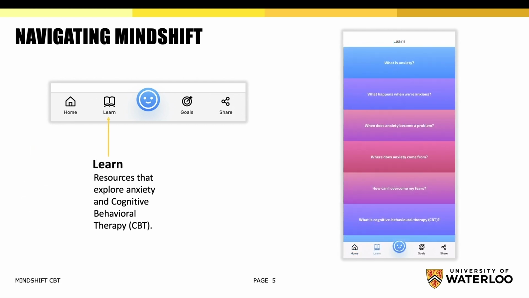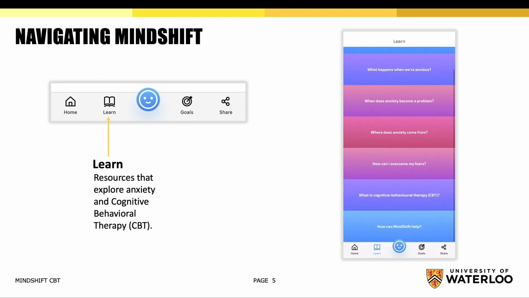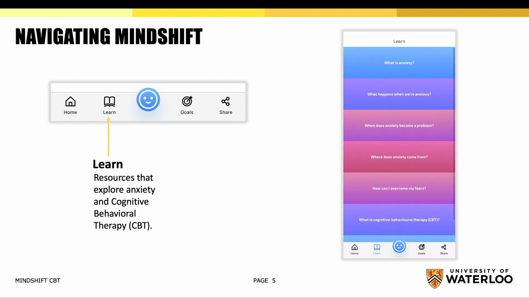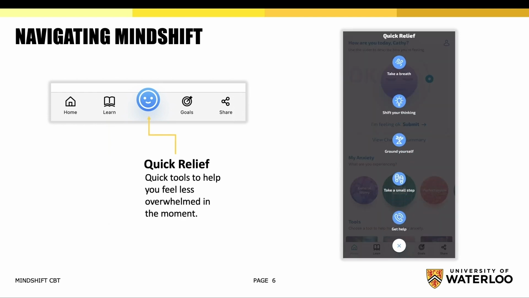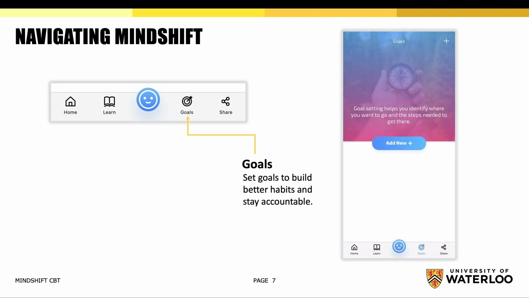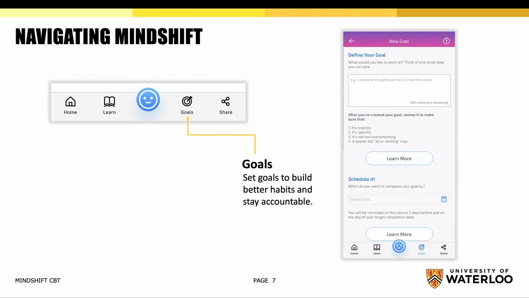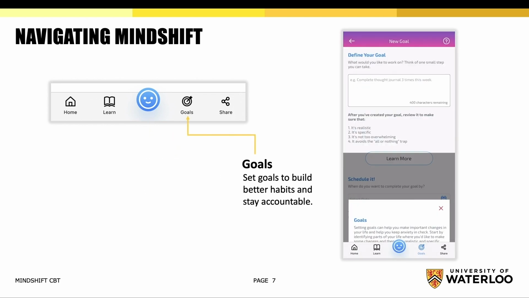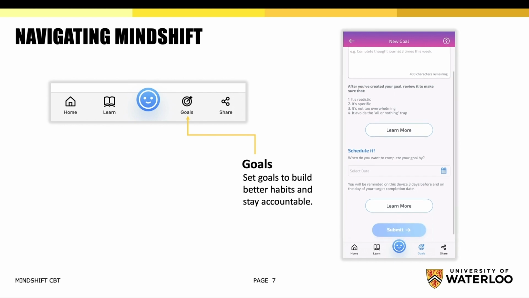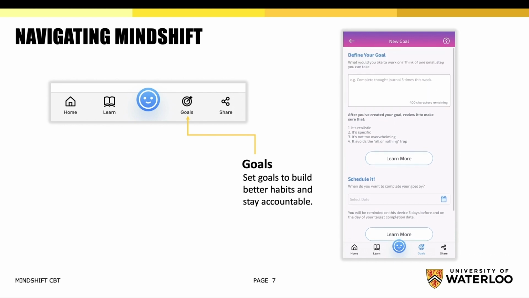The Learn page contains resources that explain anxiety and cognitive behavioral therapy. The Quick Relief option provides a set of tools that will help provide quick relief when you feel overwhelmed in the moment. The Goals page allows you to set goals, build better habits, and stay accountable using reminders that are tailored to your schedule.